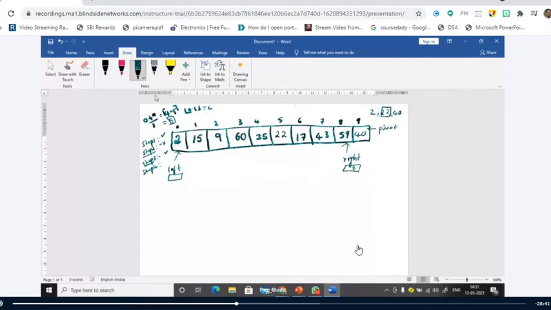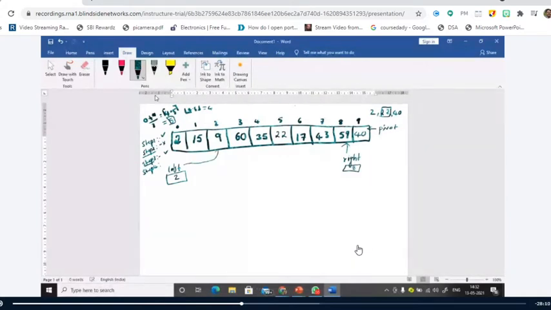So if it is less, what you have to do? You have to increment the left pointer. Therefore, left is pointing to this location. Again, compare the element pointed out by left with the pivot. 15 compared with 40. Is it less than or not? Less than, sir. If it is less than, what you have to do? Increment the left pointer. Therefore, the left pointer is pointing to this location.